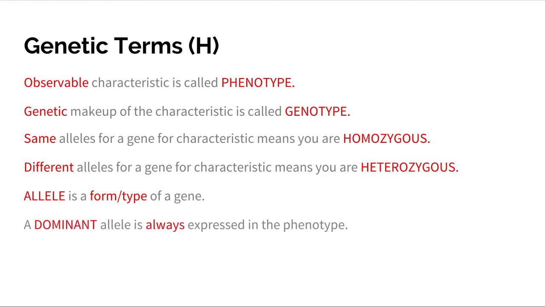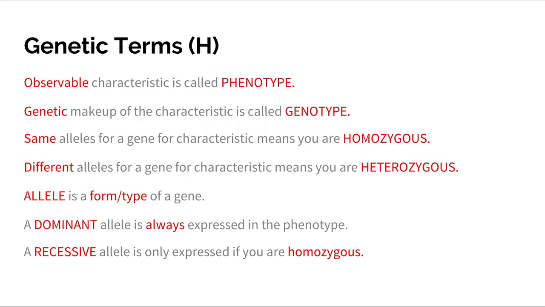A dominant allele is always expressed in the phenotype. So if you have a dominant allele, it will always show up in your characteristic. A recessive allele is only expressed if you are homozygous. So if you have two of that recessive allele and there is no dominant allele.